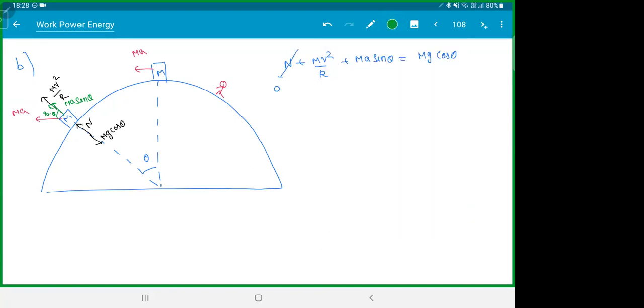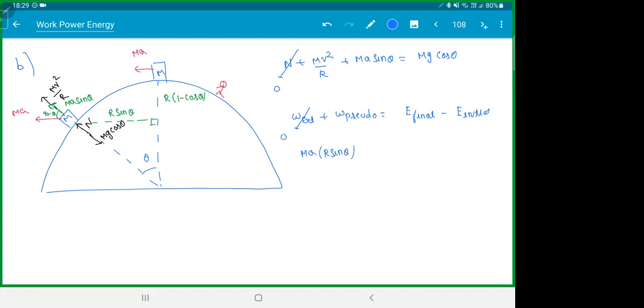Normal reaction is 0. Now, when you're conserving energy, this distance is r into 1 minus cos theta, whereas this distance is r sin theta. So work done by external plus work done by pseudo force will be the change in energy, E final minus E initial. Work done by external force is 0.